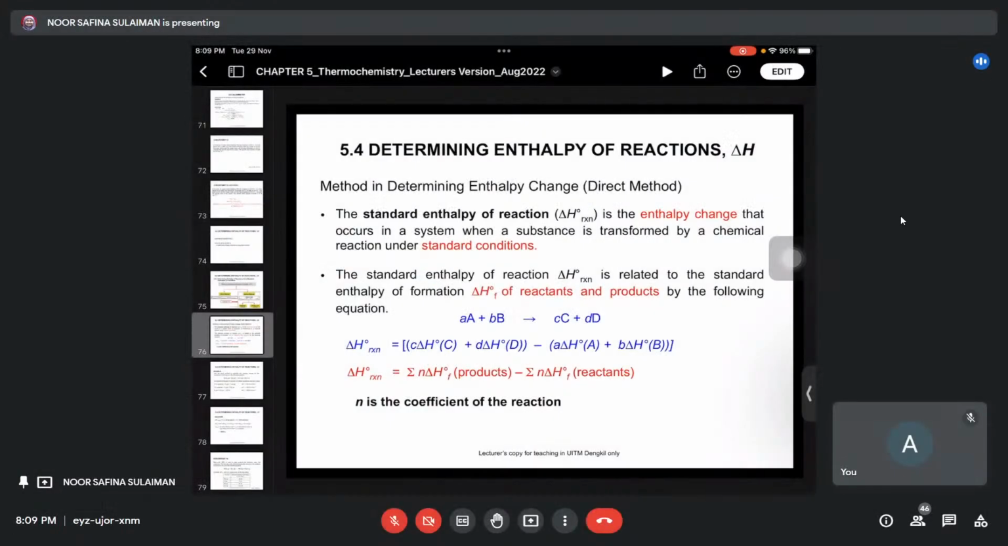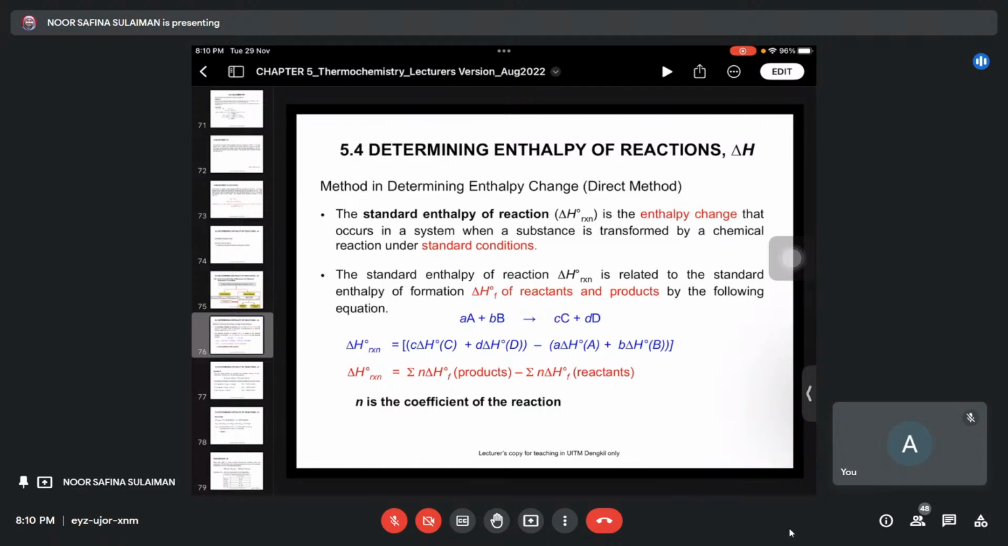Okay, so untuk dalam 5.4 kita nak tengok determining enthalpy change using direct method. So the standard enthalpy of reaction, delta H naught reaction, is the enthalpy change that occurs in a system when a substance is transformed by a chemical reaction under standard condition. And the standard enthalpy of reaction is related to the standard enthalpy of formation, delta H naught formation of reactants and product by the following equation.